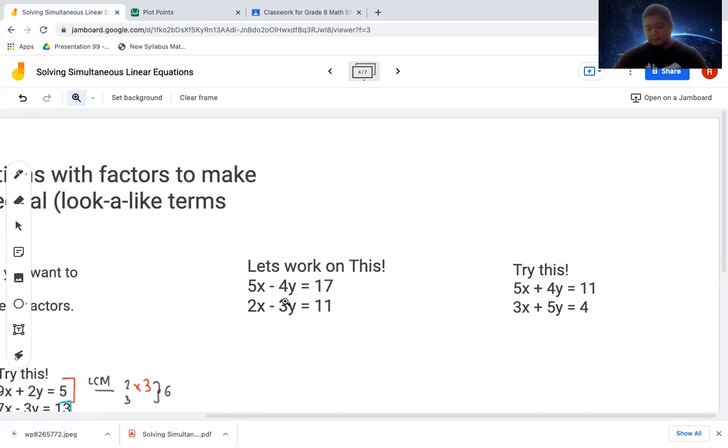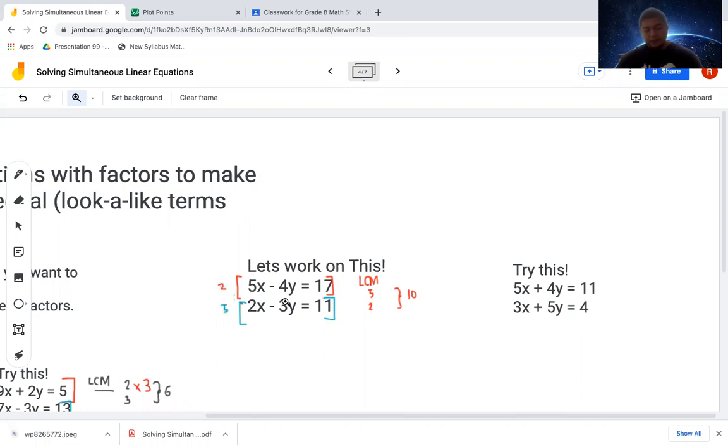So what do I mean by that? So let's say, for example, I want to eliminate the x here. So I don't want the y to be eliminated. So if I'm going to eliminate the x, I will choose the LCM. What is the LCM of 5 and 2? So I know that the LCM of 5 and 2 is 10. So this would mean that the first equation has to be multiplied by 2, and the second equation needs to be multiplied by 5.